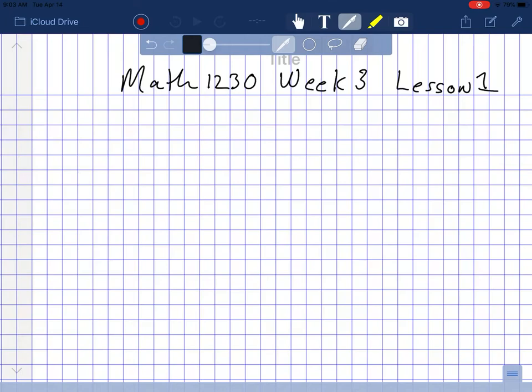All right, we're back with trigonometry. This is week 3, lesson 1, and we're going to be looking at complex numbers today. So I believe this is section 1.6 in the textbook. So, complex numbers.